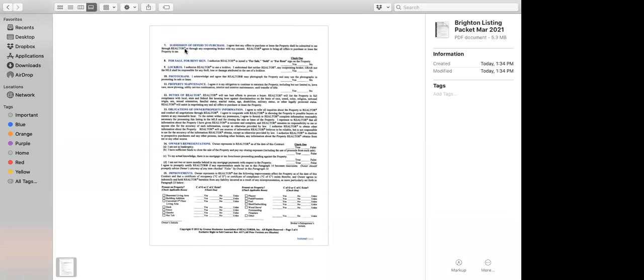Submissions of offers to purchase. We have to present all offers. So if you list a property at $200,000, and someone comes in with a $100,000 offer, you still have to present that offer to the seller. You might have to do it with a helmet on, but you still have to present the offer to the seller. Okay? So all offers must.